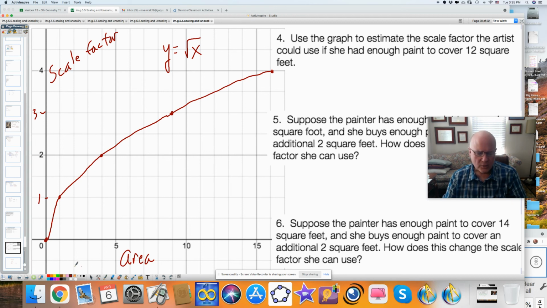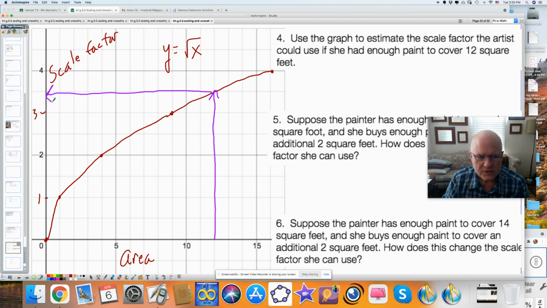And a couple of questions come up in the discussion. One is that if I have 12 square units, enough paint for 12 square units, looking at the graph, I could do the square root of 12 and then get my y value, but I'm just looking at the graph. How much of a scale factor is this going to be? It's going to be like 3.5.